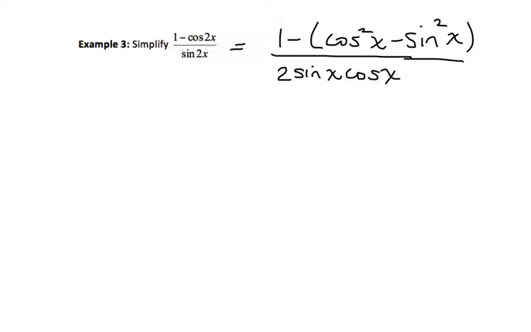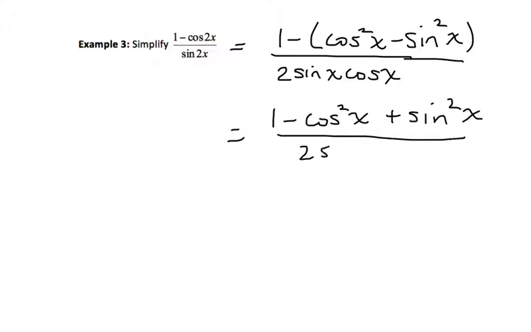Okay, so when I distribute, I've got 1 minus cos squared x plus sine squared x. But the 1 minus cos squared x is sine squared x. My denominator is the same, but now I'm going to change this to sine squared x. So then I have like terms that I can put together.